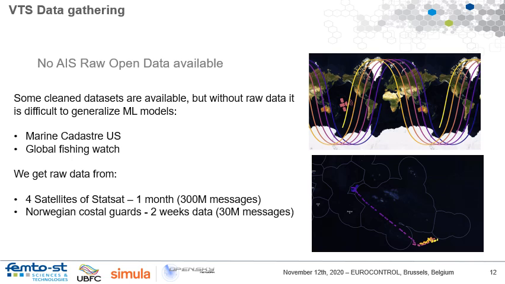The main issue for the AIS is that there is no raw open data available. Some clean datasets are available, but it's complicated to generalize machine learning models from them. Global Fishing Watch is an organization trying to make this data available, but usually the country authorities prevent them from doing so. In our case, we get data from StatSat, which has 4 satellites, but because of their rotation, they usually have way more data on the poles. And we also have data from the Norwegian Coastal Guard.